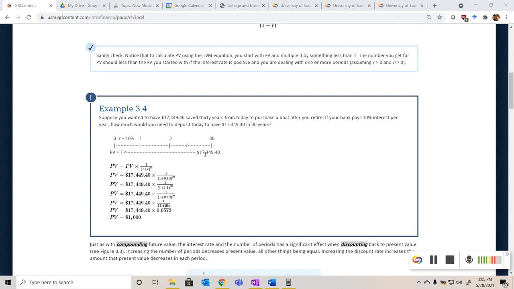Well, in example 3.3, we compounded, right? We started with the present value of 1,000, and we multiplied it times our interest rate factor raised to the 30 to earn compound interest over that 30 years. Well, now we're looking at it from the other direction. We know the future value of $17,449.40. We want to discount it back to present value. So instead of growing that amount, we want to shrink it with our interest rate factor down to whatever it would be at time period 0.